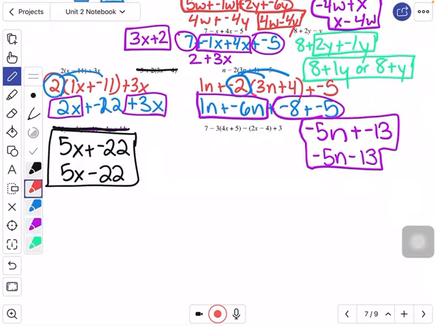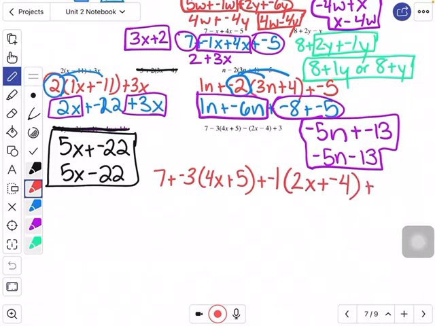I'm going to write it here. So it is 7 plus negative 3 times 4x plus 5 plus negative 1 times 2x plus negative 4 plus 3. This minus sign in the middle by itself is plus negative 1. So it's a good idea to insert that because that is what we need to distribute. So we have two different distribution problems.